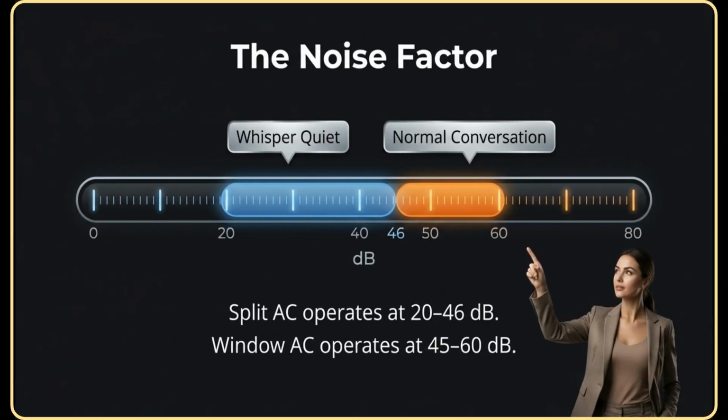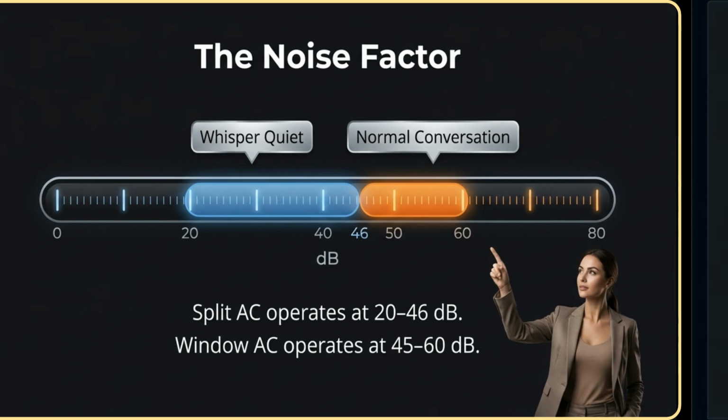Noise is a significant factor. Split ACs are much quieter, operating between 20 to 46 decibels, often in the whisper quiet range. Window ACs are louder, operating from 45 to 60 decibels.